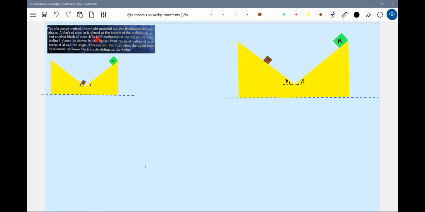So definitely this should move up. Then it will make the wedge move up. So I'll start with this one. The moment I release, what are the forces acting? Mg sin theta, normal reaction N1, and Mg cos theta. The component of this normal reaction N1 will exert force on the wedge in this way.